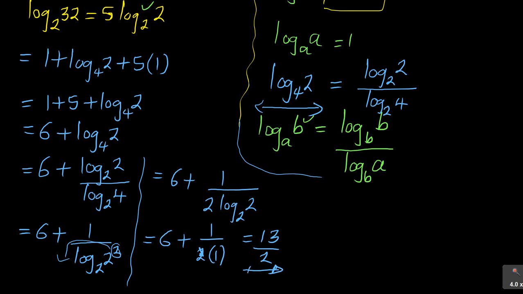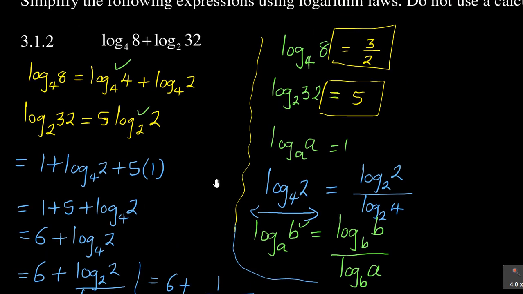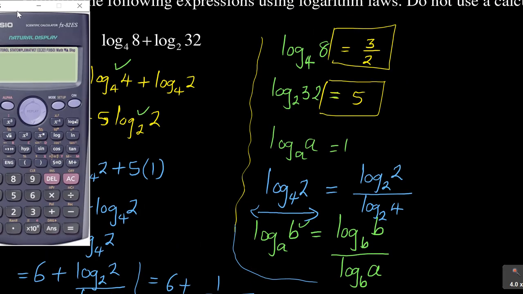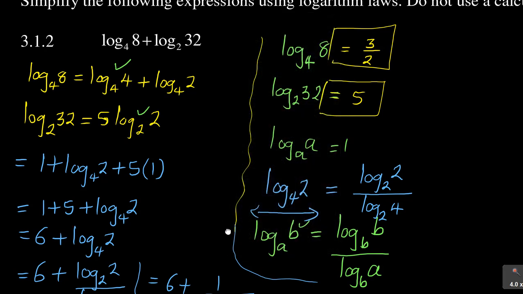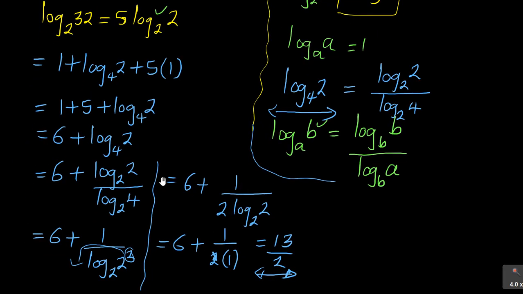So now this is what it simplifies to. But remember, you can check your answer with a calculator. In the original one you punch in log 4 of 8 plus log 2 of 32. Then when you say equal to, you can see that the answer is 13/2, which is similar to the answer that we got here. So even with the calculator, it agrees that the answer is 13/2.